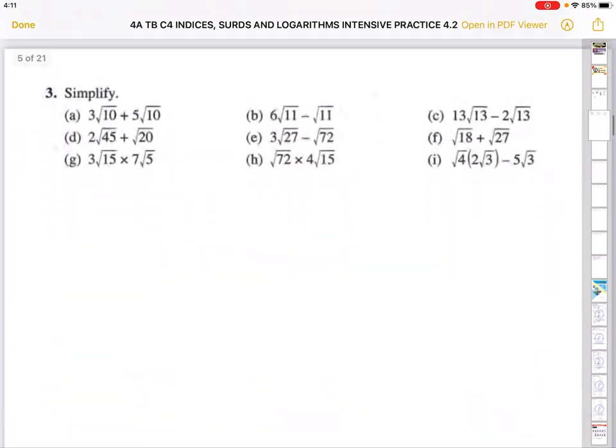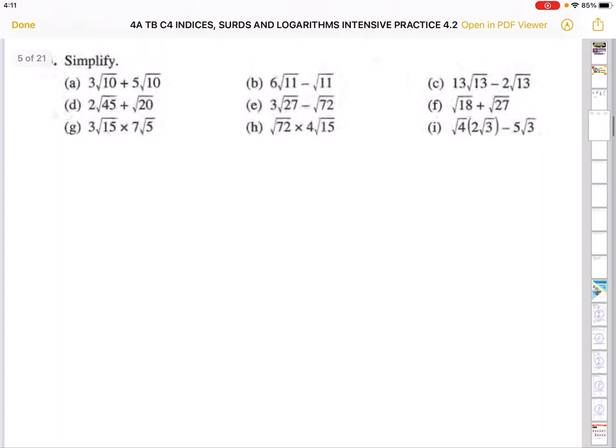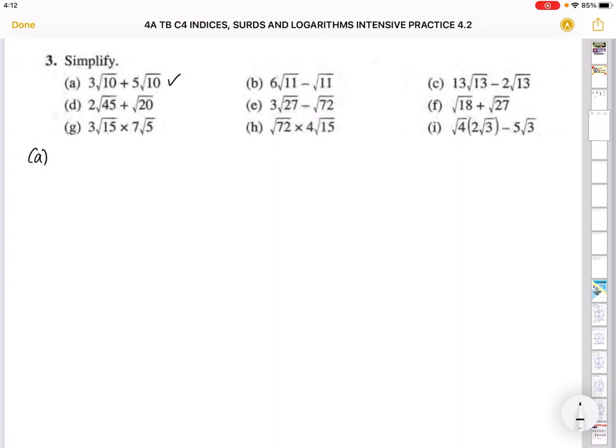Here there are 18 parts, so it is very long, so I just split it into 9. So let's do the first one, a. This is a very simple addition: 3 root 10 plus 5 root 10. The answer is just what? 8 root 10.